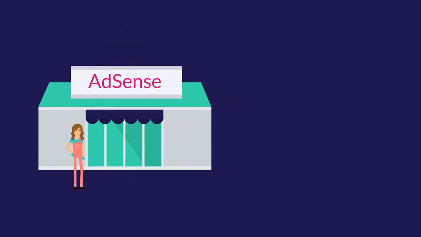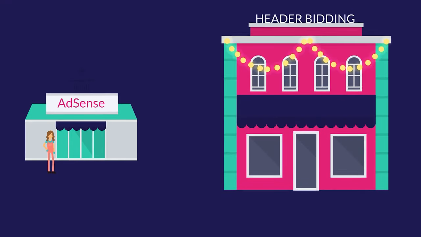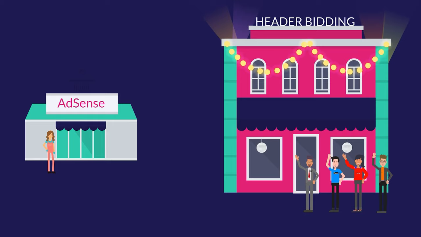Now, you may be wondering, what is the difference between header bidding and AdSense? AdSense is a great tool for website owners who are just starting out. It gives a simple and quick way to monetize your traffic. While AdSense gives your website access to a sizable group of advertisers, there are many more advertisers out there who are keen to pay for your ad inventory.